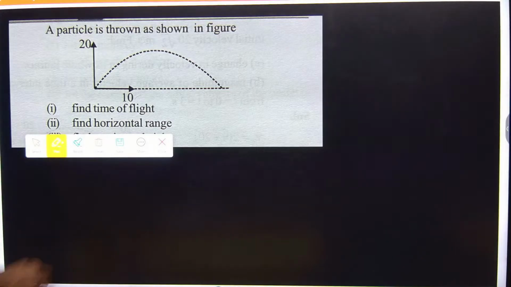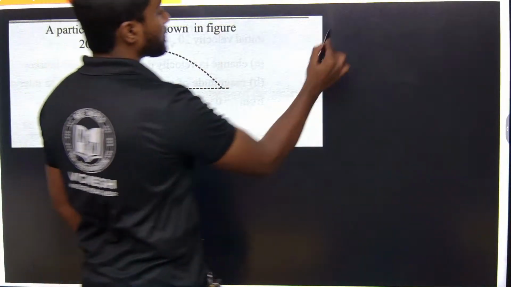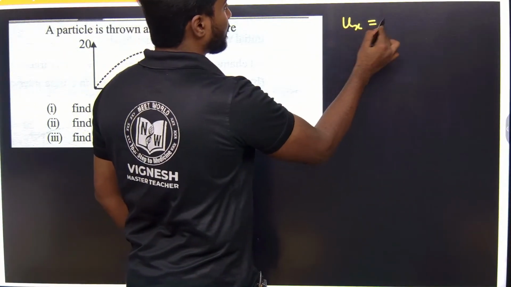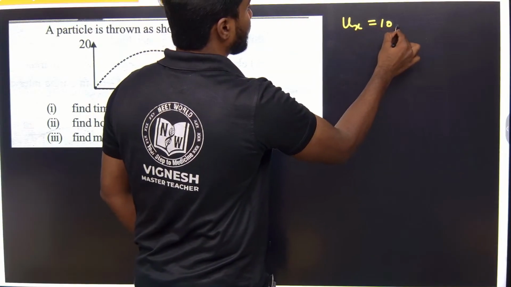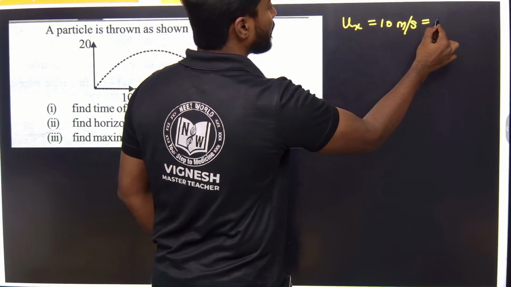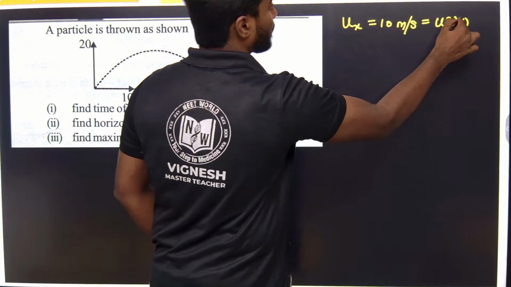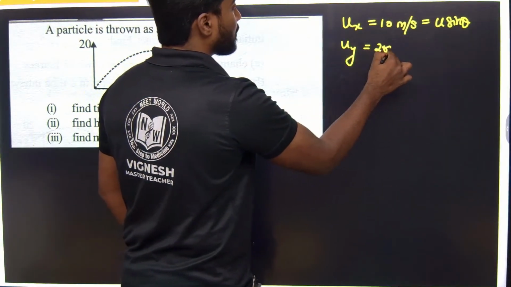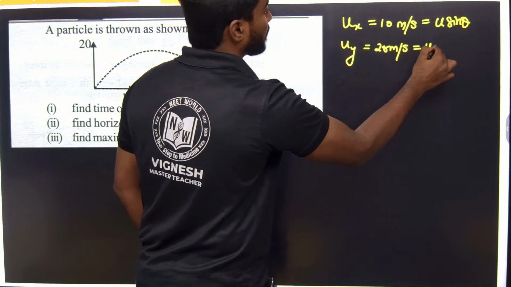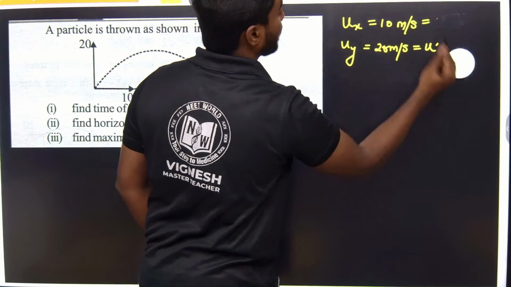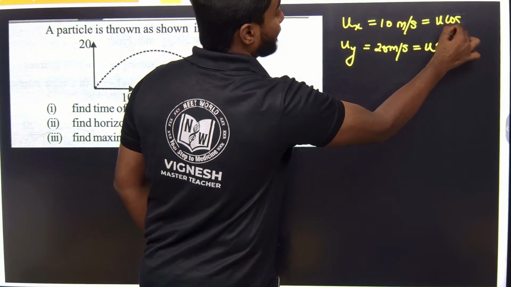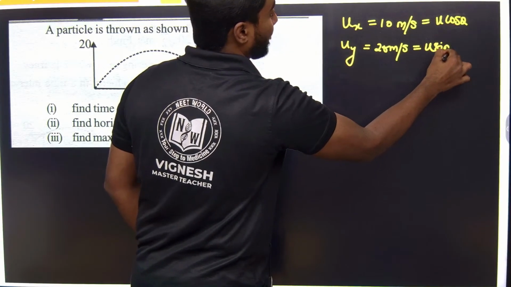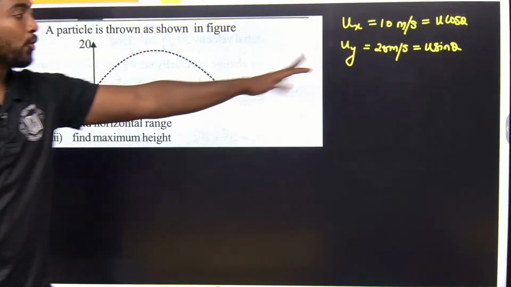I'll write the formula also for you. Here ux is equal to 10 meter per second, and uy is equal to 20 meter per second. Sorry, ux is u cos theta and uy is u sin theta. So ux is u cos theta, uy is u sin theta.